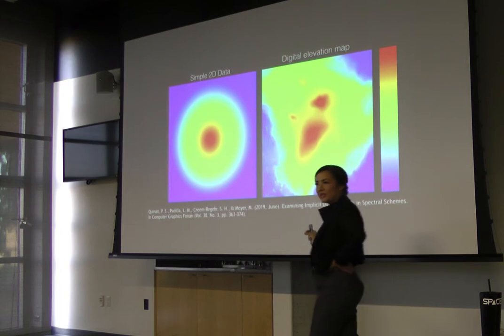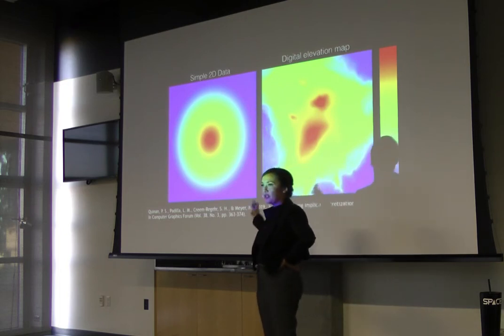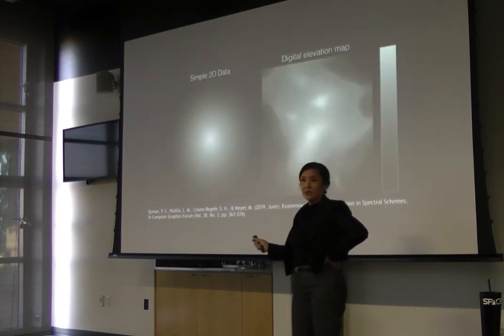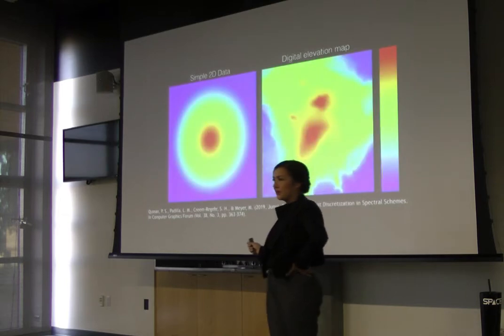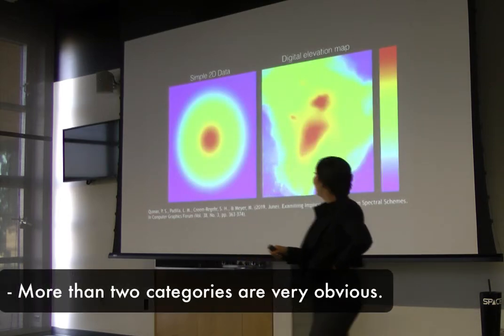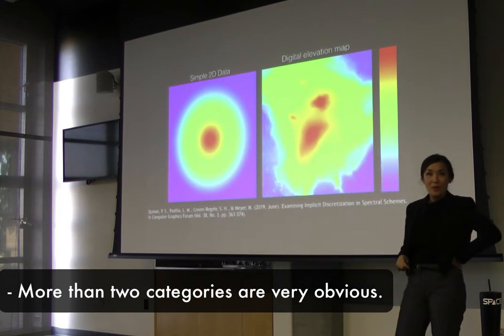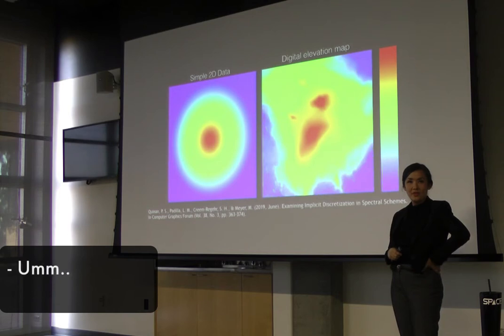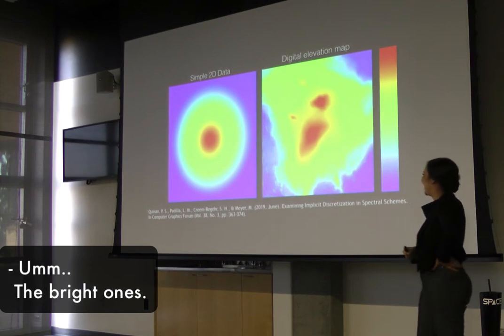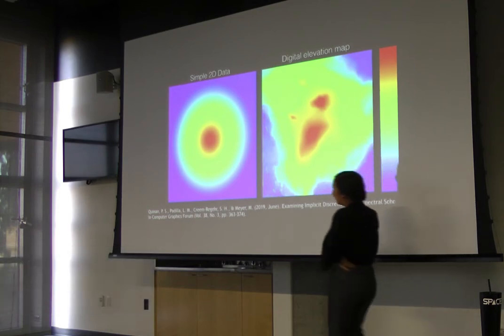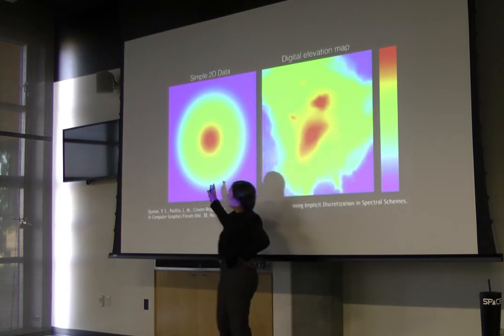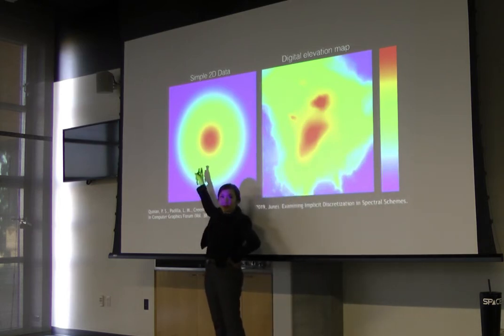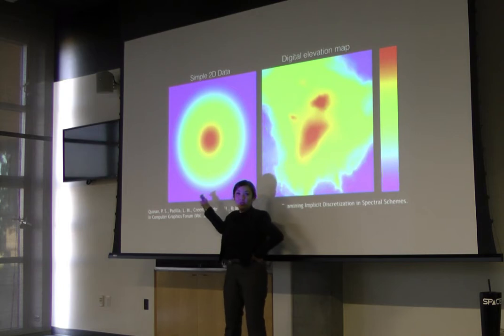Okay, what do you see? What are the differences between this visualization and this visualization? What are you noticing? Any thoughts? More than two categories are very obvious. Right, which ones are the most obvious to you? The bright ones. Is that all? Probably the green. So you're probably noticing this big area of green in here, right? And maybe some large swaths of blue.